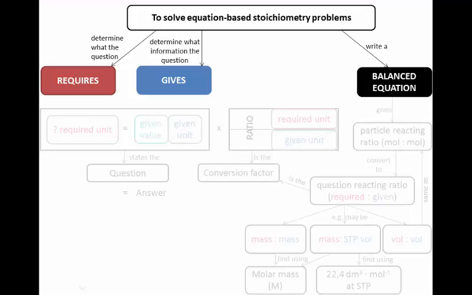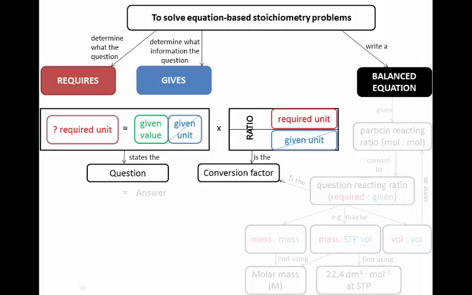In this movie, we look at a general strategy for solving problems about reactions. Whenever you're given an equation-based stoichiometry problem, you need to determine what is required in the question. What do you have to answer? What do you have to find out? What information the question gives to you. And very important, you must have a balanced equation.